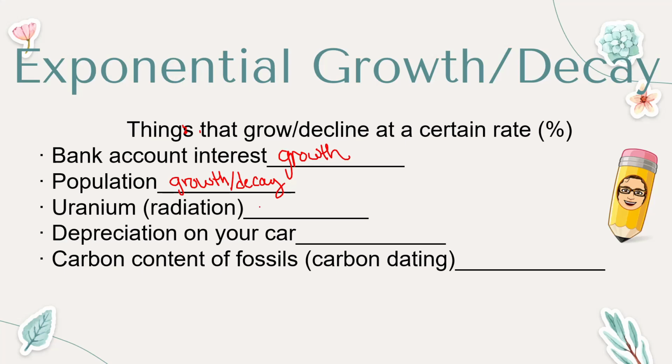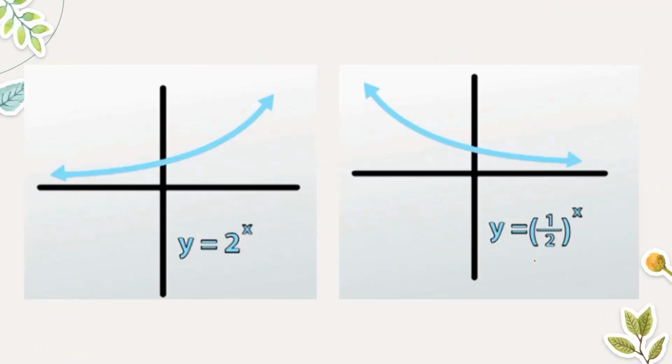Uranium or any kind of radioactive material, that one is a decay function. Depreciation on your car, aka the amount of money your car is worth, that would be a decay. And then also carbon content of fossils. This is how you determine how old a fossil is, because you're determining how much carbon is still in the bones. That would also be a decay, because as the fossils release carbon, you are seeing how much has decayed from it.